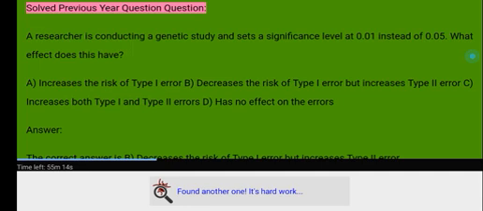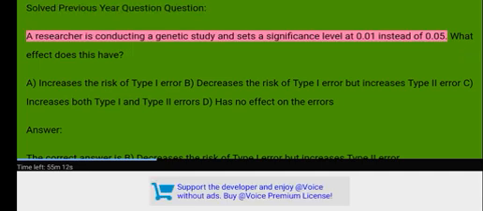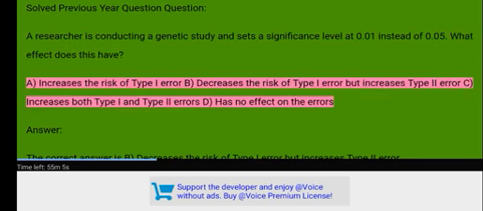Solved previous year question. A researcher is conducting a genetic study and sets the significance level at 0.01 instead of 0.05. What effect does this have? A. Increases the risk of type 1 error. B. Decreases the risk of type 1 error but increases type 2 error. C. Increases both type 1 and type 2 errors. D. Has no effect on the errors.